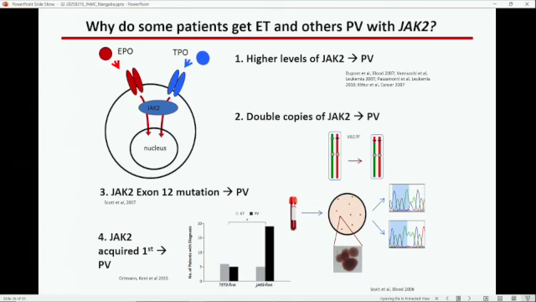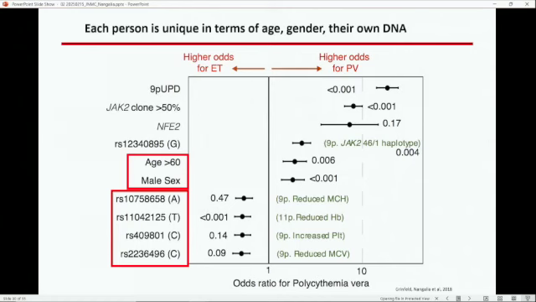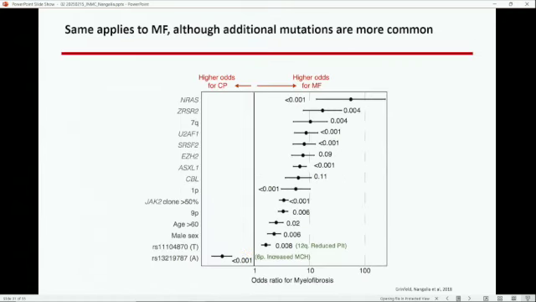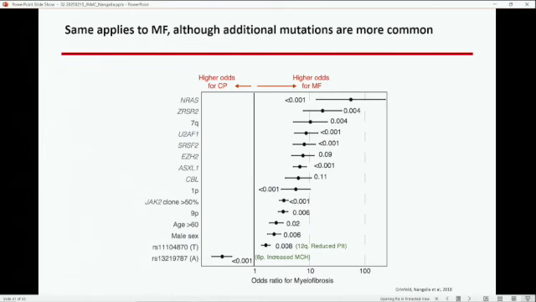So it's really an interaction of multiple things: the DNA that you're born with, the environment that those cells may have been exposed to, some of the stresses, but then all the genetics within the actual clone itself that's different in different individuals that ultimately shapes the flavor of disease. And, other things. Males, those over the age of 60, higher odds for PV. And then these are all these little sites in your DNA that make you more likely to have ET. And it's the same for myelofibrosis. Again, lots of mutations, lots of sites that predispose you to one versus the other.